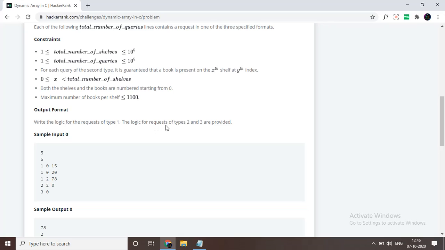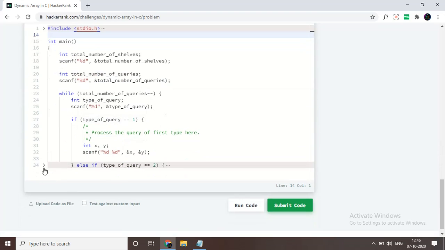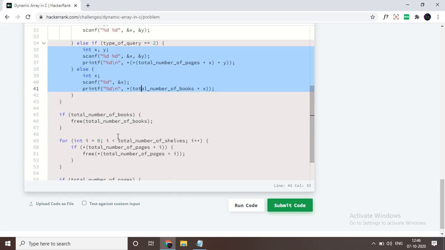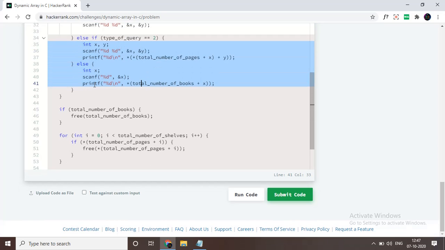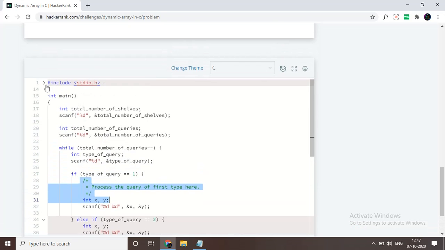The logic for the requests of type 2 and type 3 is already provided in the question. We have to write the code for type 1 only. If you look at the program here, if the query type is 1, we have to write the code. Type 2 is already written, and type 3 is also already mentioned here. Everything is done, but we have to write type 1 only.